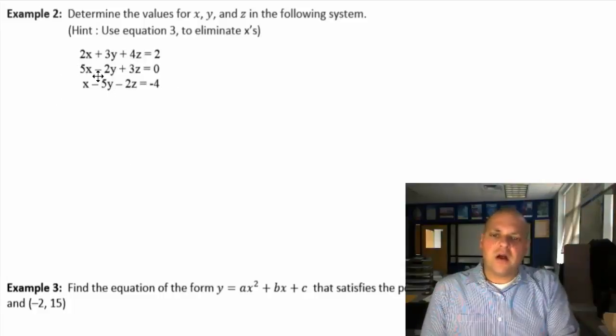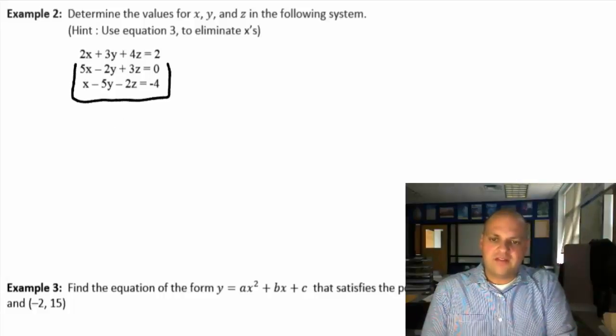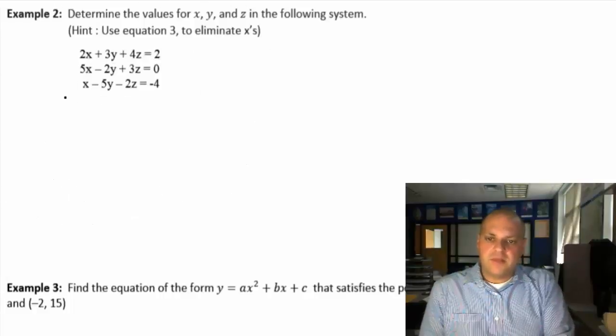So here, I have a system, and you can see there's more stuff going on here. We don't have anything that drops out nice and easy. So what we have to do is take 2 equations at a time. So we're going to take these 2, and we're going to ignore this one for now. Don't cross it off. I'm just crossing it off on here.